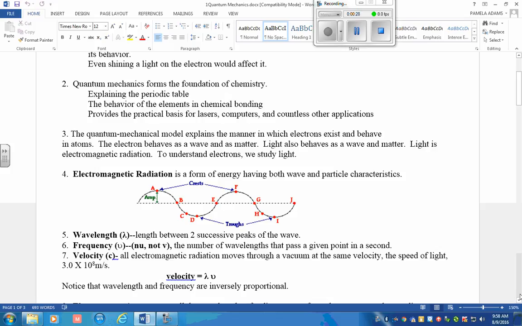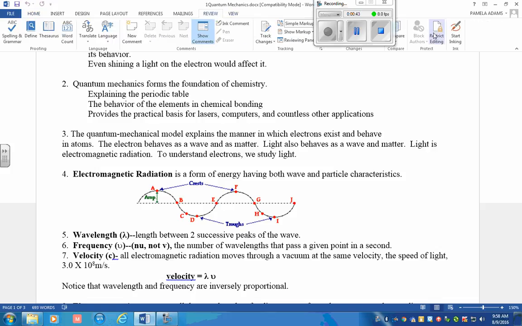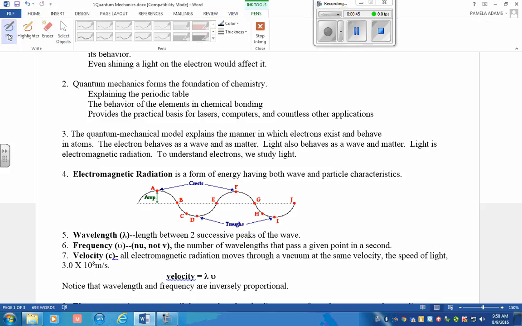The quantum mechanical model is based on quantum mechanics. And let's talk about the word quantum. Quantum means a piece of, and in terms of the quantum mechanical model in our dealings with atoms, it has to do with the fact that energy can only come in discrete bundles.